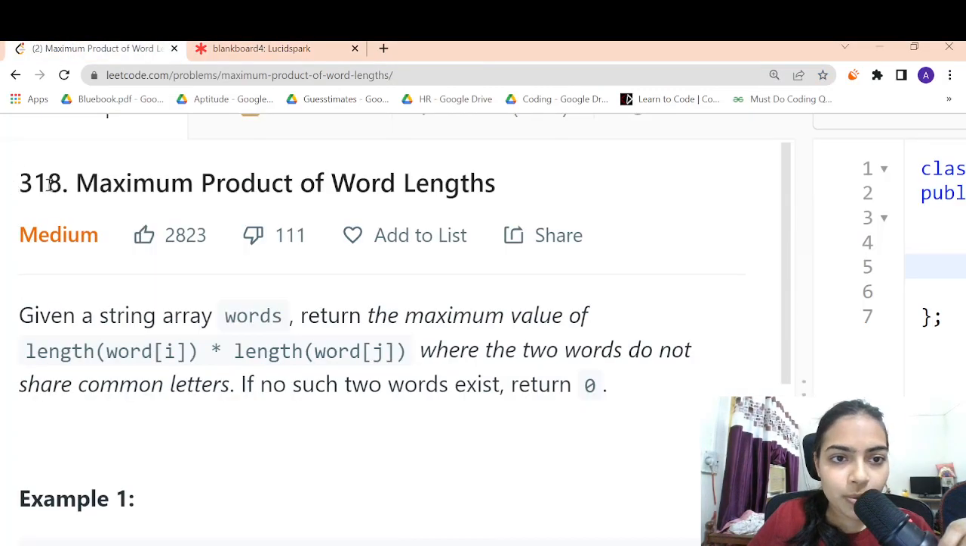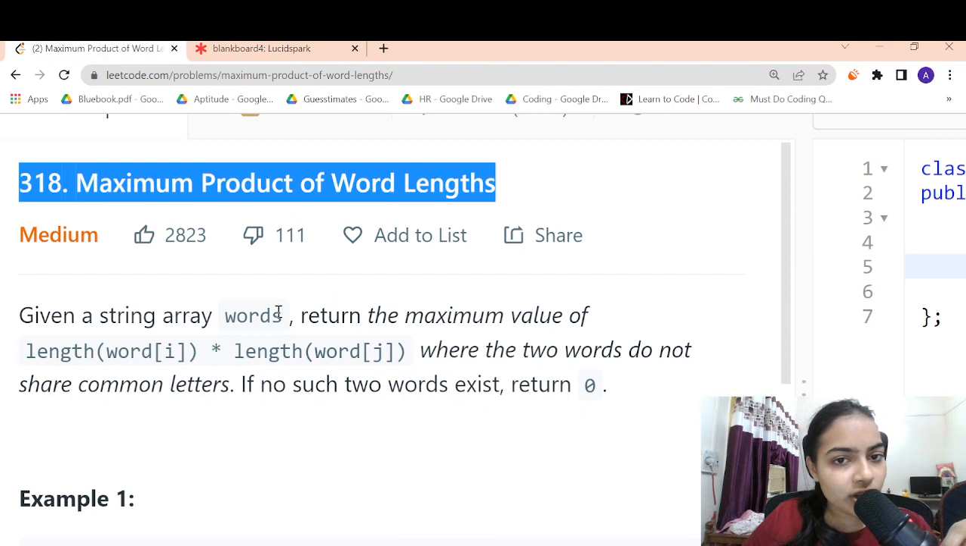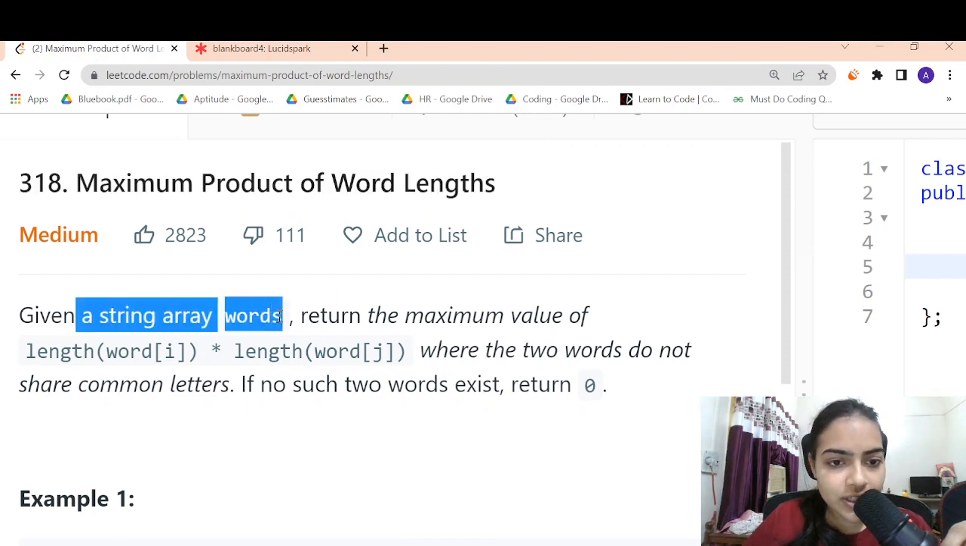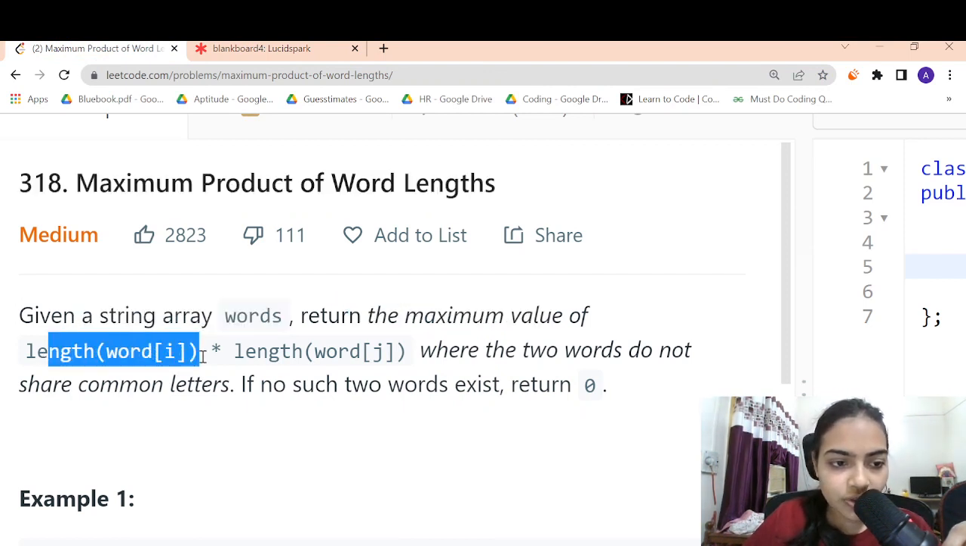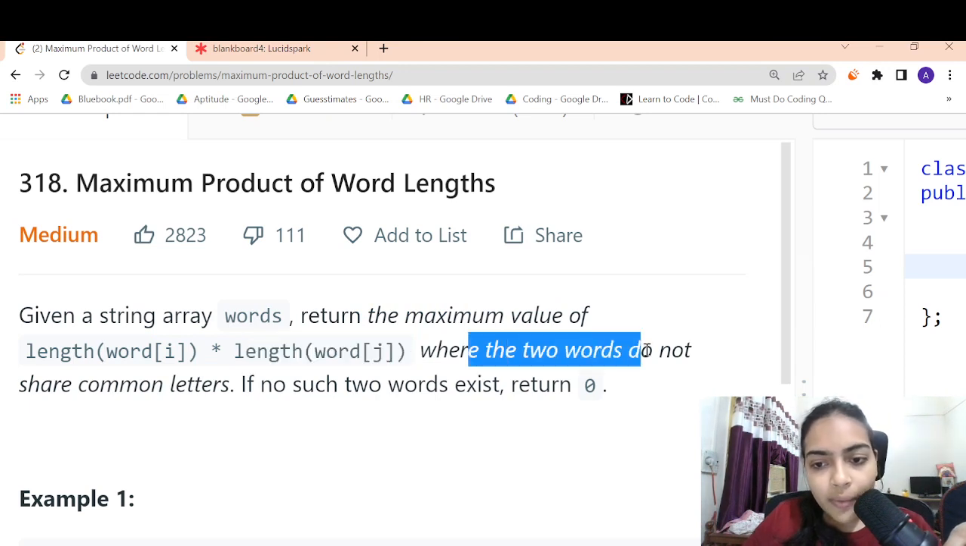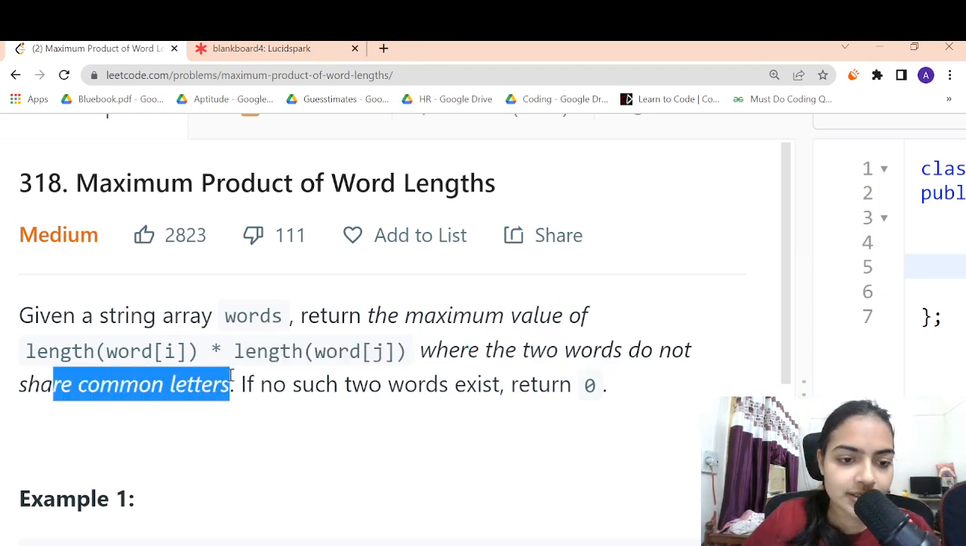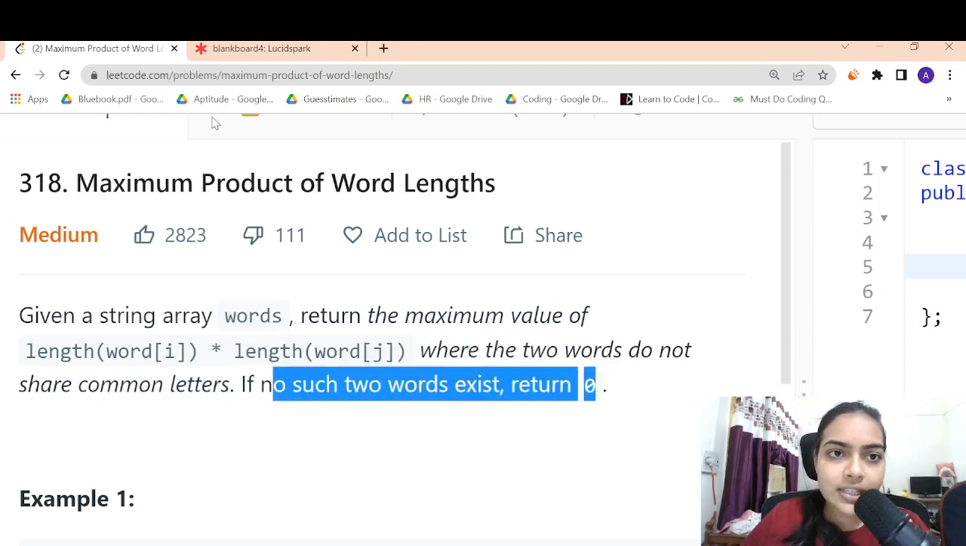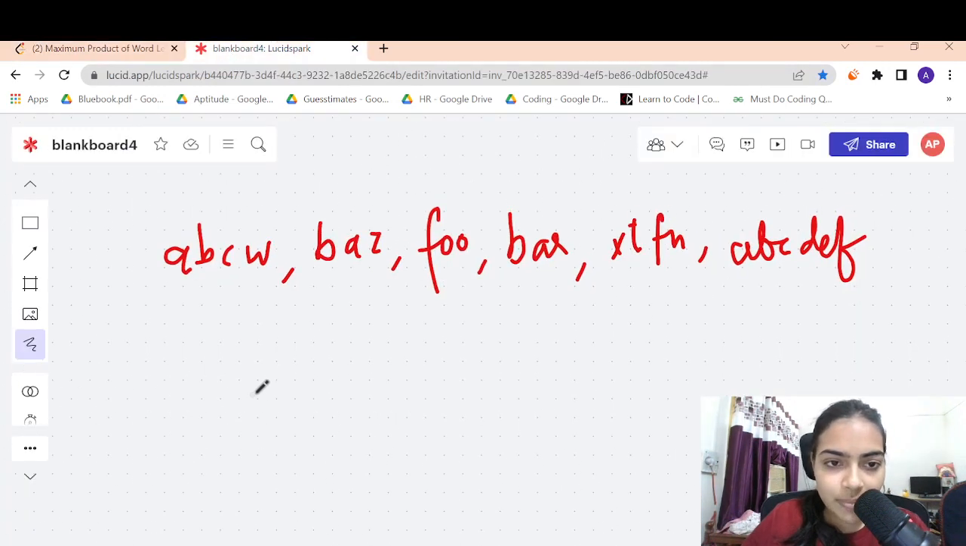Today we are going to do the problem called maximum product of word lengths. You are given a string array words. You have to return the maximum value of length of word[i] times length of word[j], where the two words do not share common letters, and if no such two words exist, then you have to return 0. Let's try to take an example to understand this.